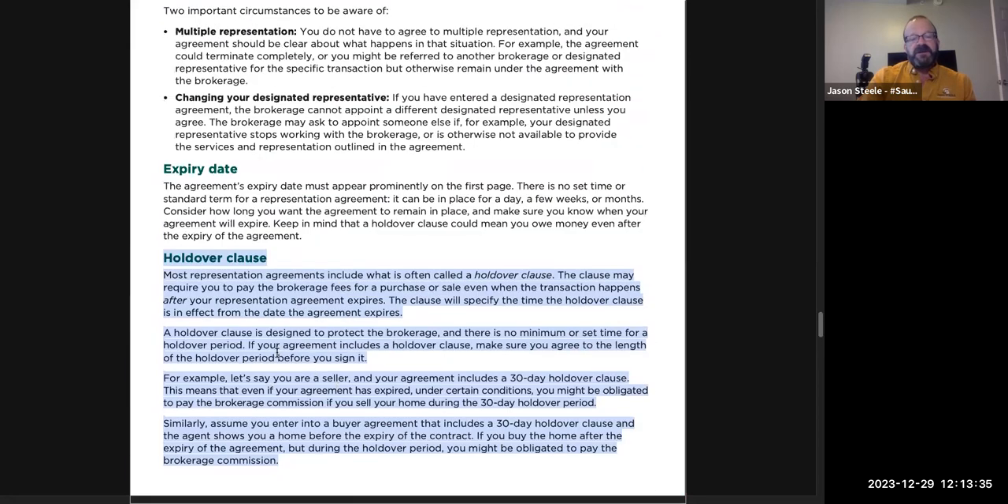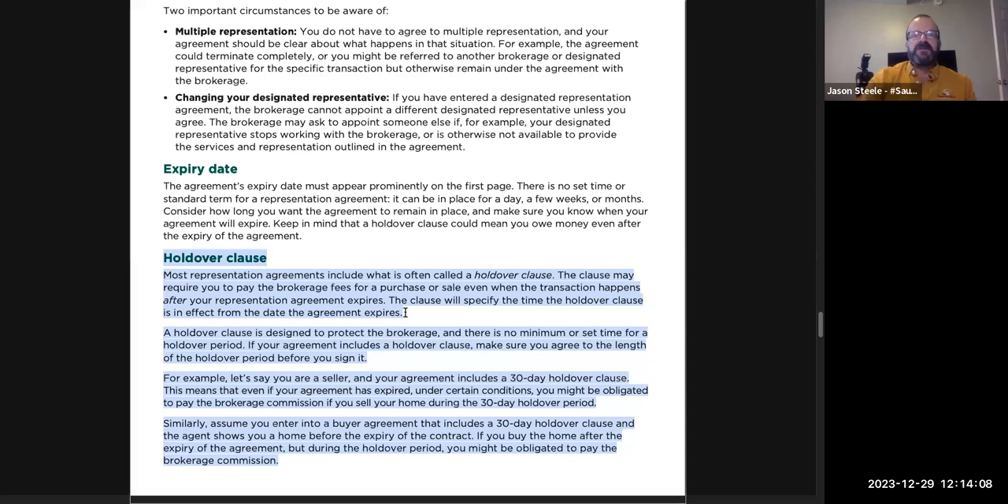Now, if you've signed a new agreement, and this is important, folks, a new agreement with another brokerage during the holdover period, and you've signed it at a lower commission, you will owe the first brokerage the difference in the commission should the property sell during that holdover period to someone that was introduced by any means to that property during the listing period.